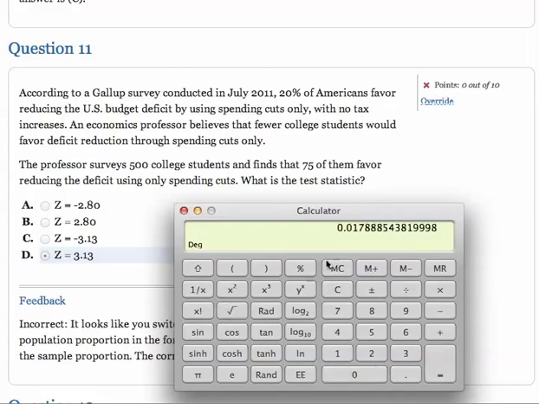So 0.018 is my sigma value, and I have to then do p-hat minus p, which is again negative 0.05, and then divide by this. So I have 0.05 divided by 0.018. Okay, negative 2.78. I guess the closest answer they have is A, negative 2.80, so that's the one I'm going with.